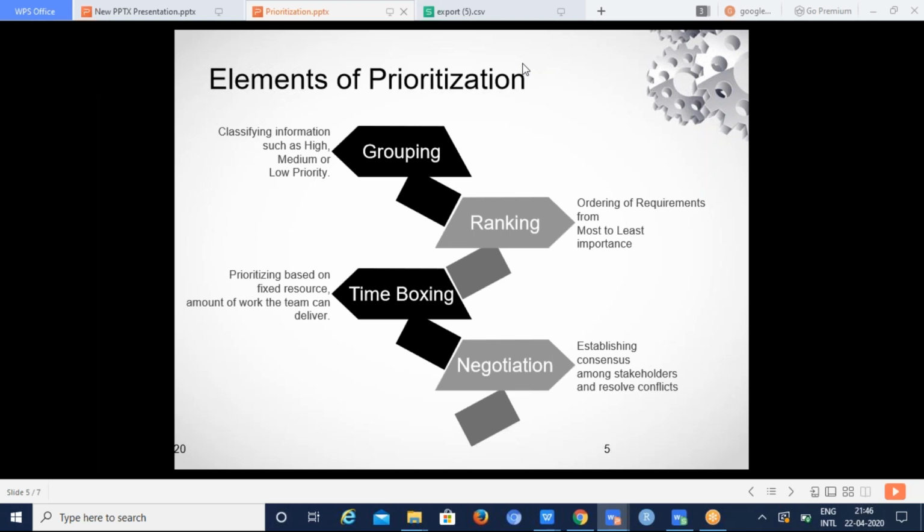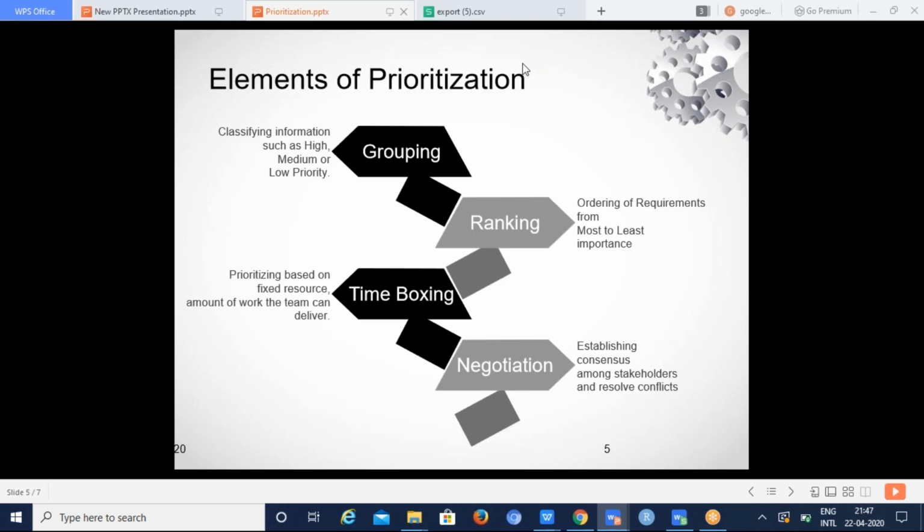Then the second element is ranking. Whenever we group requirements, right? Say for example, we have 10 requirements which are high priority. We cannot start working on all the 10 requirements at the same time. So we have to rank those requirements. We have to rank those requirements on a scale. You can take a scale of 1 to 10. Usually in our office, how we do is we have 5 levels. So 0 are the requirements which are of top priority, and those requirements will directly go into development.